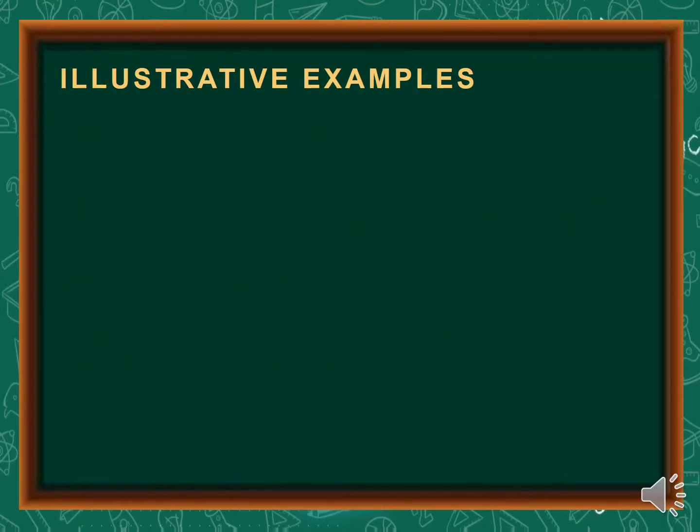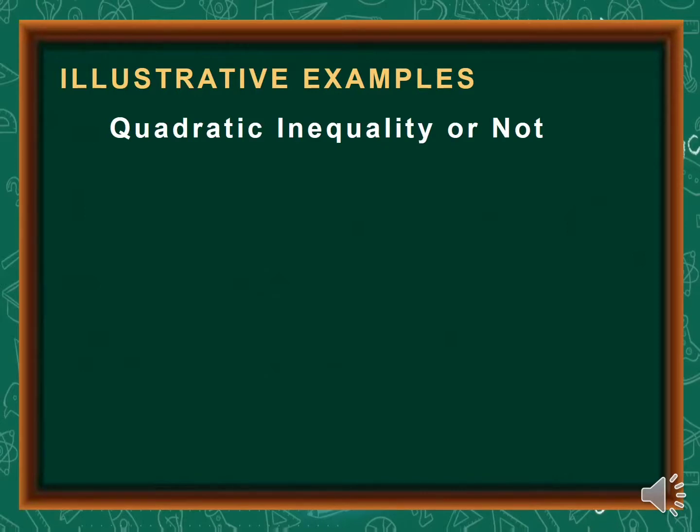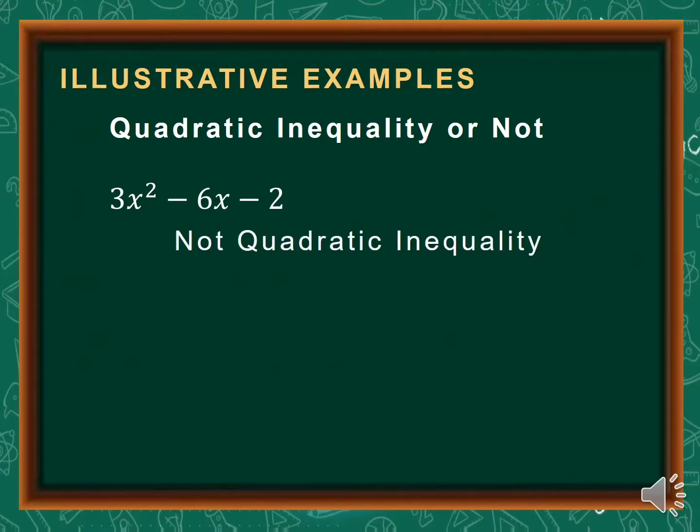Let us study these illustrative examples. Let us determine whether the given mathematical statements are quadratic inequality or not. First, we have 3x squared minus 6x minus 2. Is this a quadratic inequality or not? Does this satisfy the two conditions? First, it should be in the degree of 2. And another, it should have an inequality symbol. Correct. This is not a quadratic inequality. Why? Yes, though it is in the degree of 2, we can't see an inequality symbol. So therefore, this is just an expression. This is not a mathematical statement.